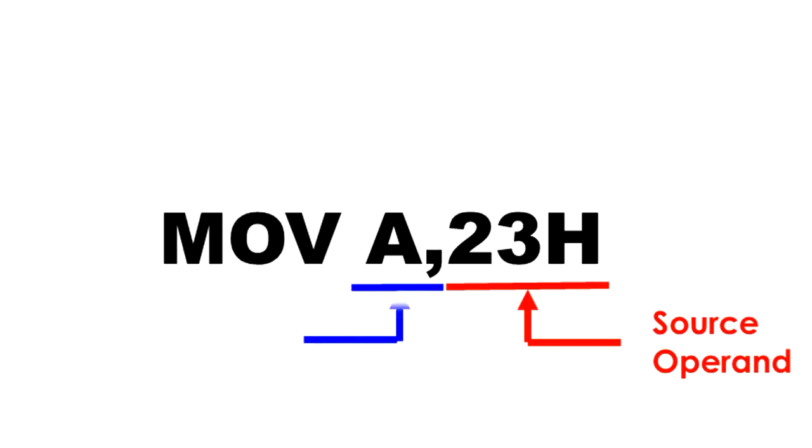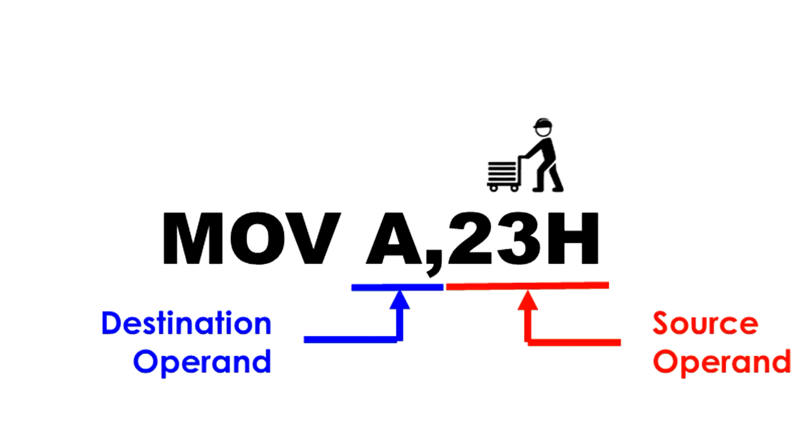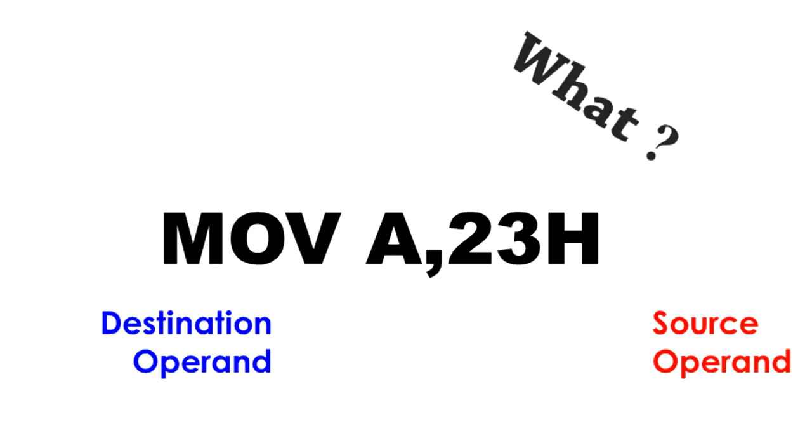This is a typical move instruction. The operand on the right is the source operand. The operand on the left is the destination operand. Data move from the source operand to the destination operand, or right to left. What is being moved? Where is it being moved to?